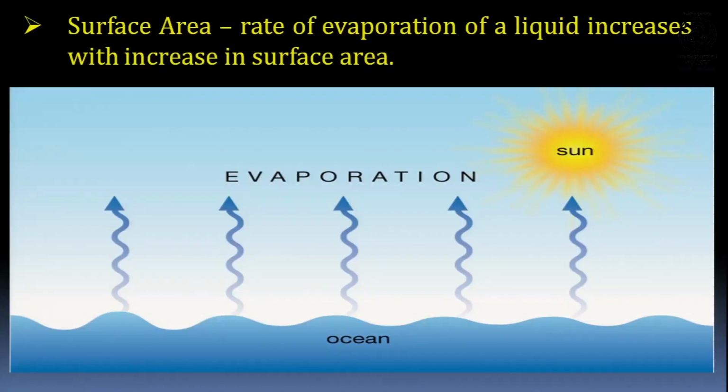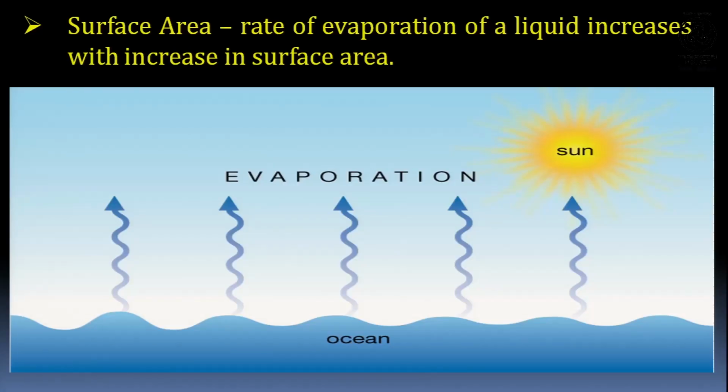Evaporation depends upon the surface area. The rate of evaporation of a liquid increases with the increase in the surface area. Children, you are seeing here this ocean. From the ocean, evaporation is much greater than in a pond or well. So, the larger the surface area, the greater is the rate of evaporation.